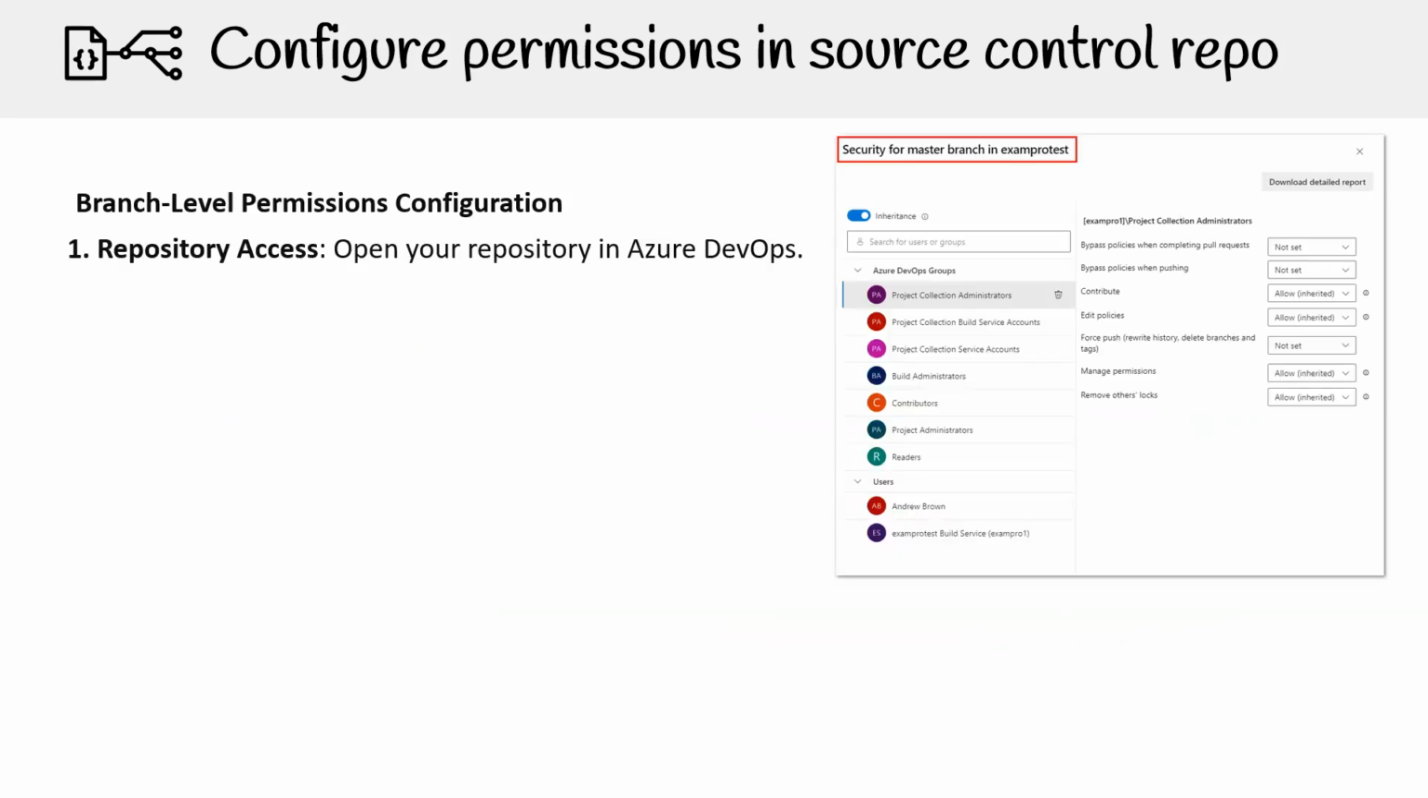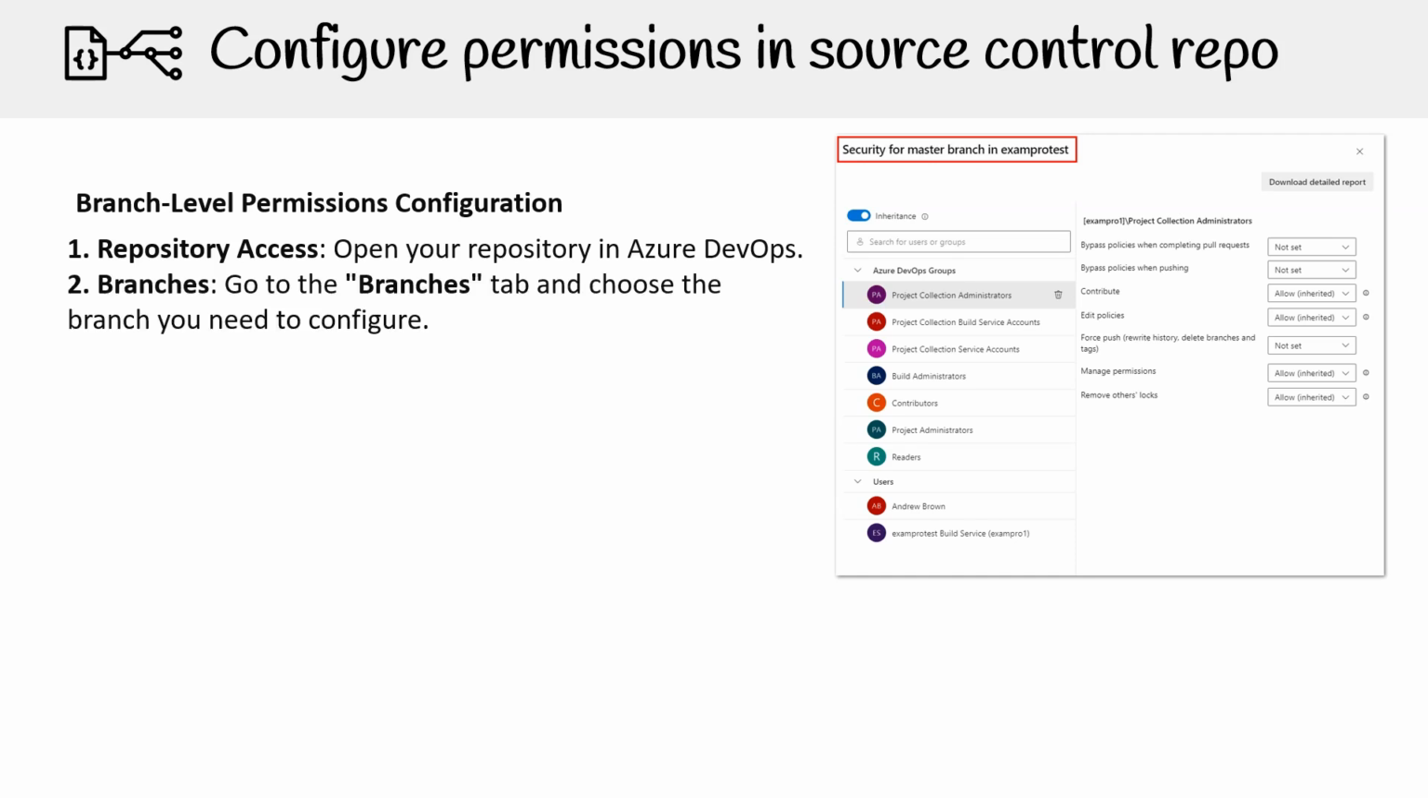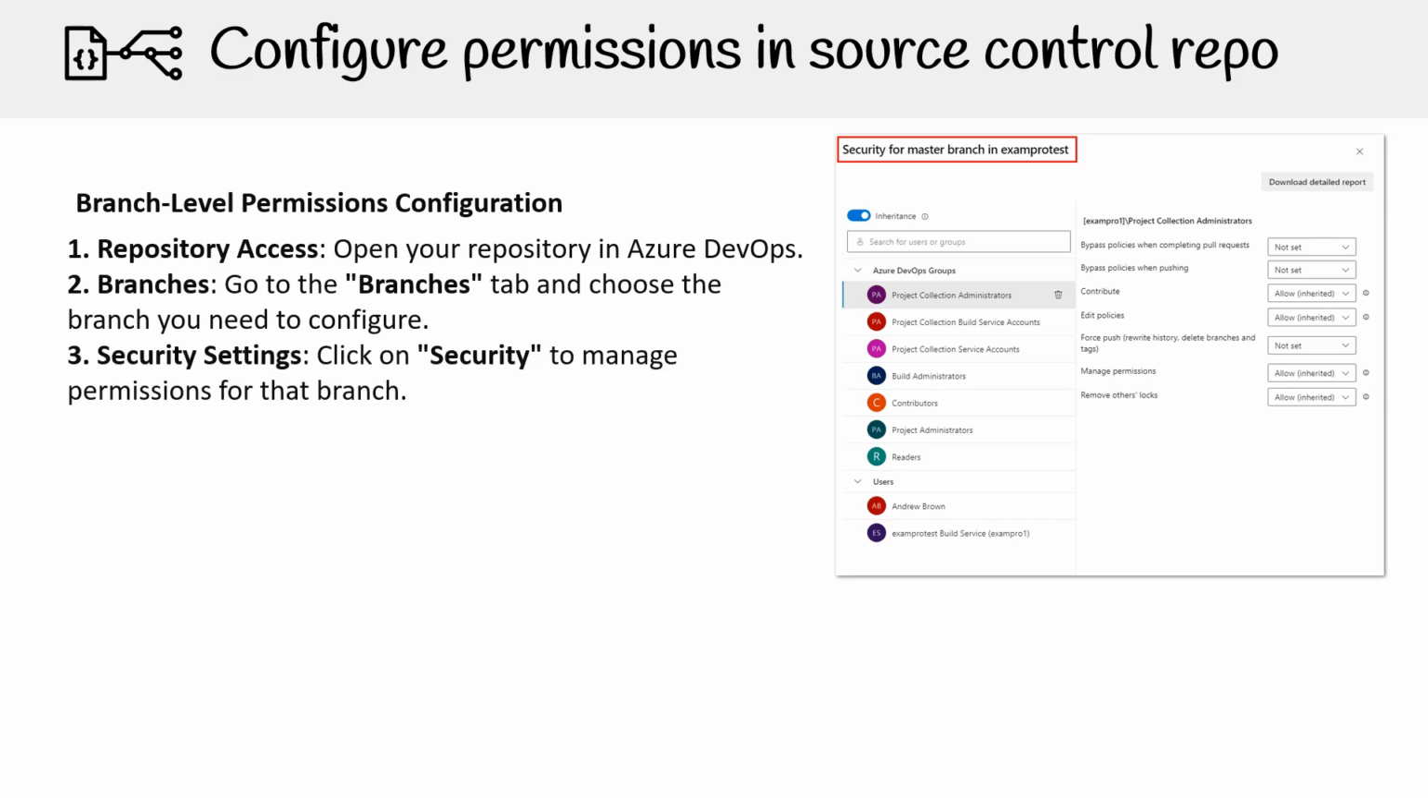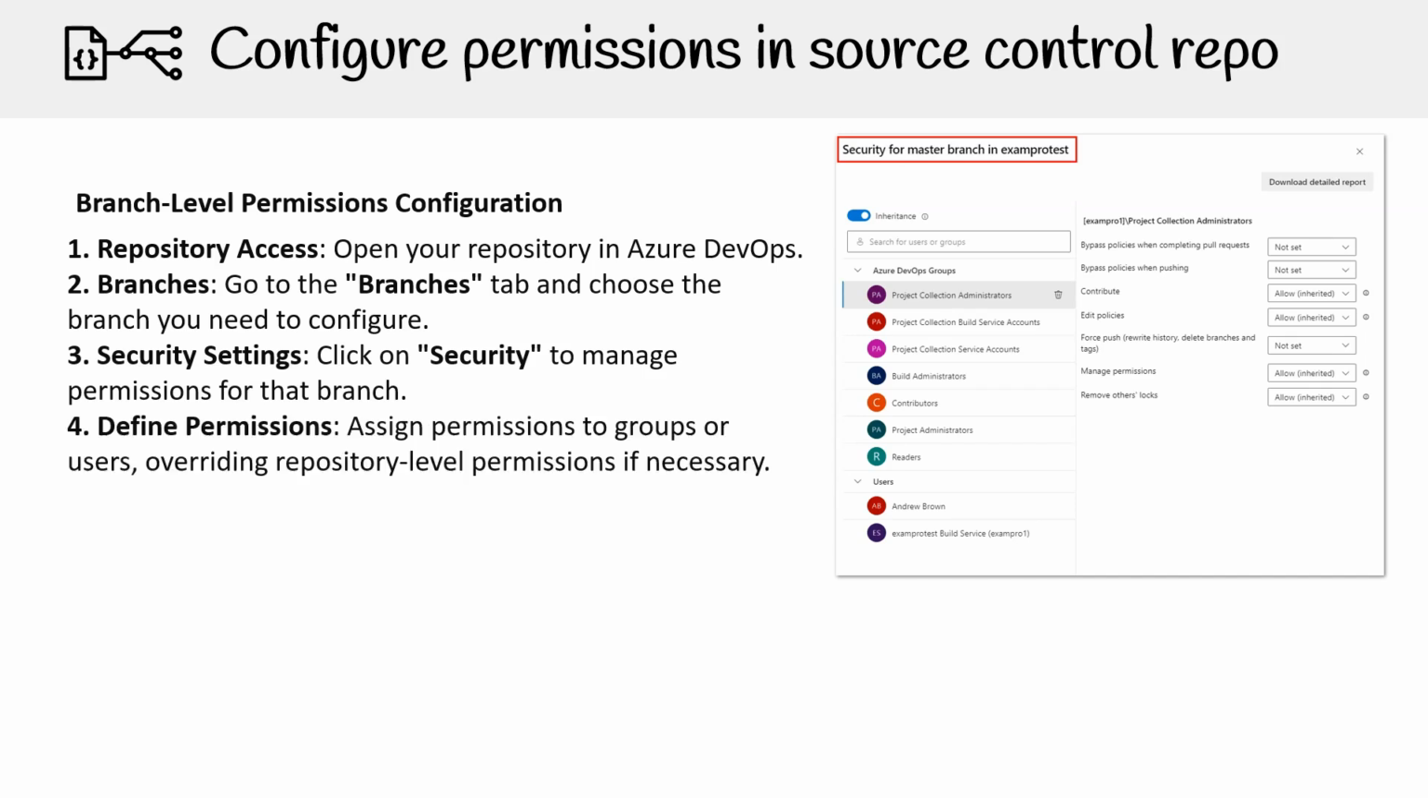Branch-level permissions configuration. 1. Access Repository. Open your repository in Azure DevOps. 2. Branches. Go to the Branches tab and choose the branch you need to configure. 3. Security Settings. Click on Security to manage permissions for that branch. 4. Define Permissions. Assign permissions to groups or users, overriding repository-level permissions if necessary.